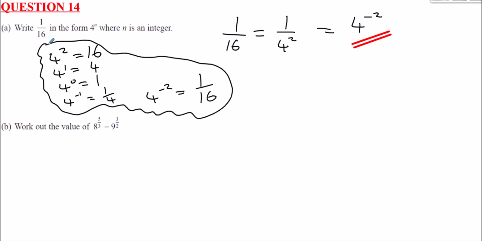Essentially, the only thing that really matters is the solution that 4 to the minus 2 is 1 over 16. So therefore, as a single power of 4, we need 4 to the power minus 2.